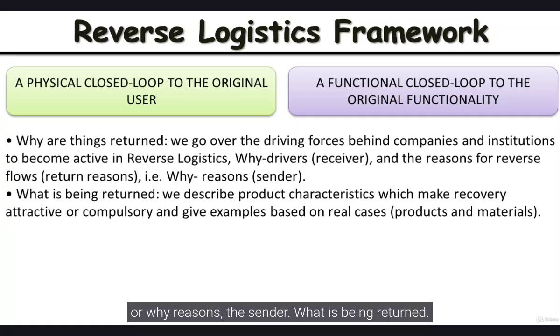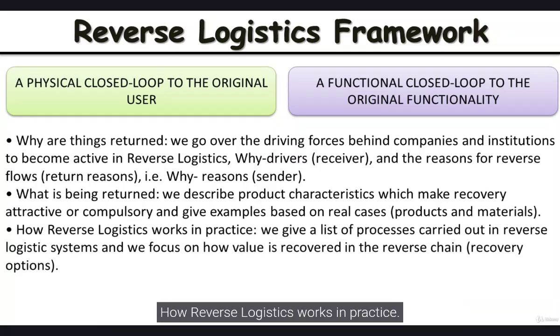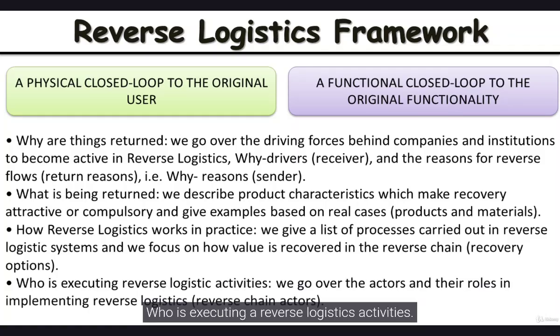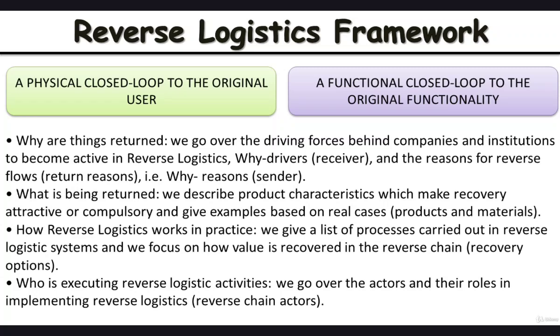What is being returned? We describe product characteristics which make recovery attractive or compulsory and give examples based on real cases, products, and materials. How does reverse logistics work in practice? We give a list of processes carried out in reverse logistics systems, and we focus on how value is recovered in the reverse chain. Who is executing reverse logistics activities? We go over the actors and their roles in implementing reverse logistics.